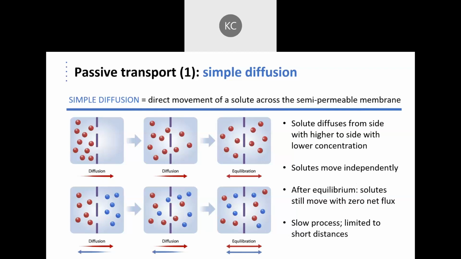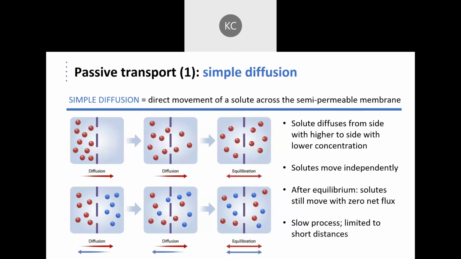So in simple diffusion, we have the movement of the solute down its concentration gradient without the need for a transport protein, okay? Without the need for a transport protein. We're going from high to low. They can move independently of each other, and they are able to move without the use of any type of help. Okay, no transport protein is needed.